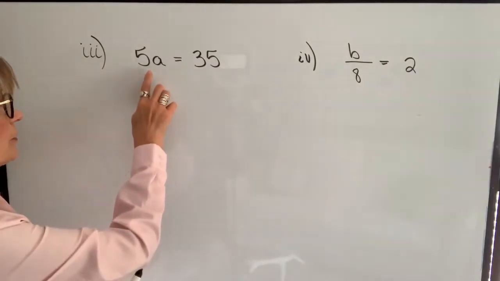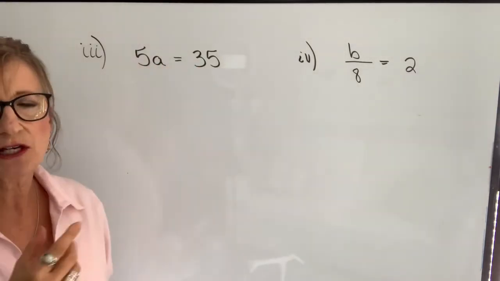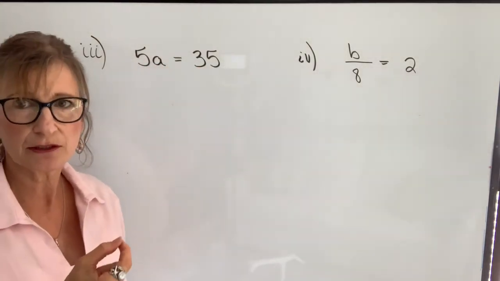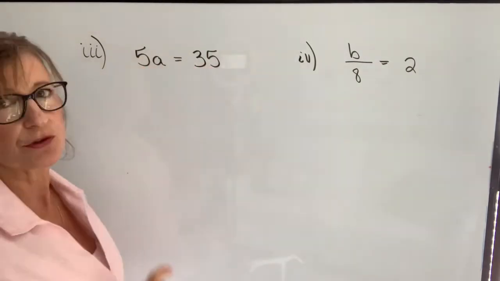Okay, in this next equation, we have 5a equals 35, and you need to understand that when things are written beside each other in algebra, it means multiplication. So this means 5 times a is equal to 35.